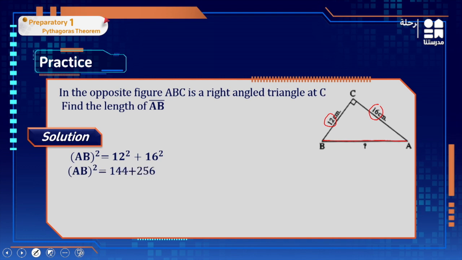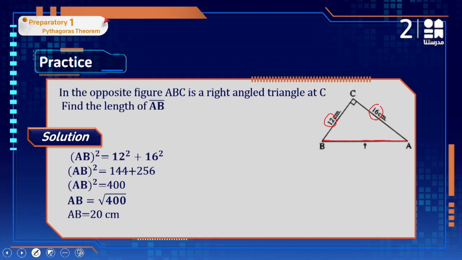AB squared equals 12 squared plus 16 squared. 12 squared means 12 times 12, 144. 16 squared means 16 times 16, which is 256. Then add them. So we will get AB squared equals 400. And take the square root of it. The square root of 400 is 20. So AB equals 20.